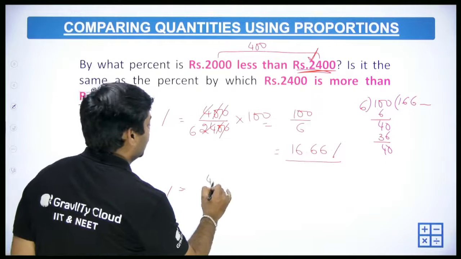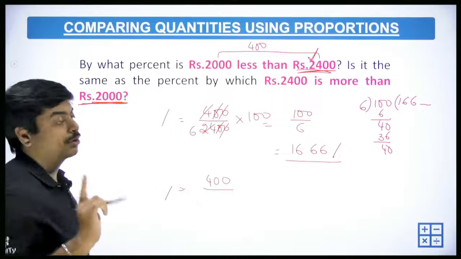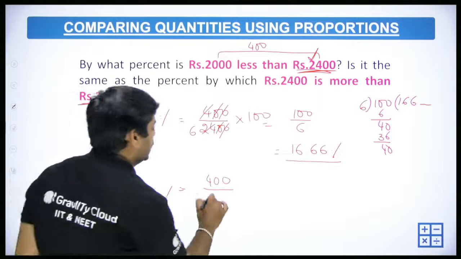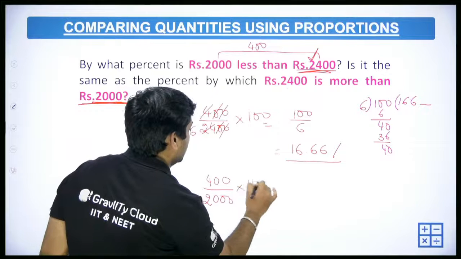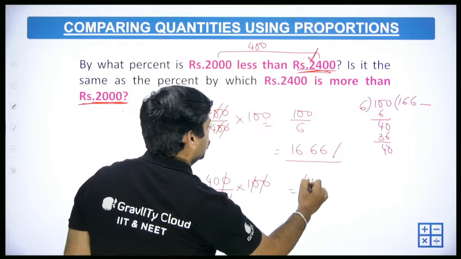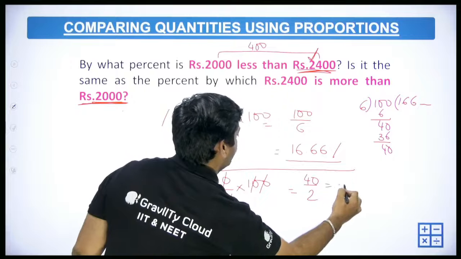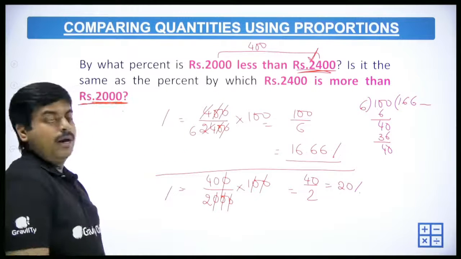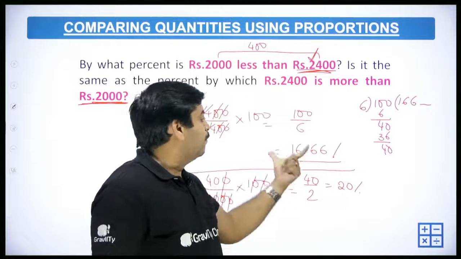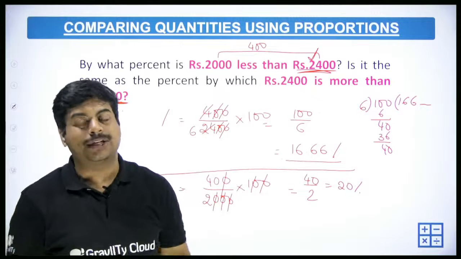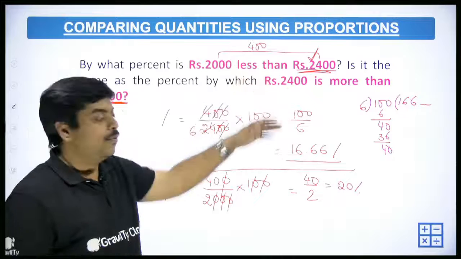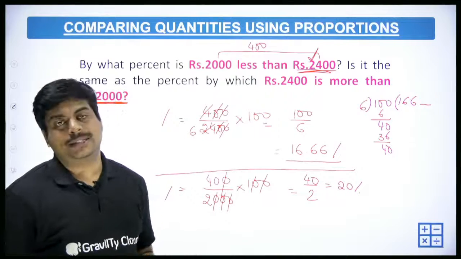So 400 by, now it is very important, again, don't get confused. Now the comparing quantity is 2000. So 2000 into 100. The zeros get cancelled. 40 by 2, which is 20%. So once again, from 2000 to 2400, when we take 2400 as the base, we got a change of 16.66 percent. But here, when the base is 2000 and we go to 2400, the shift is 20%.